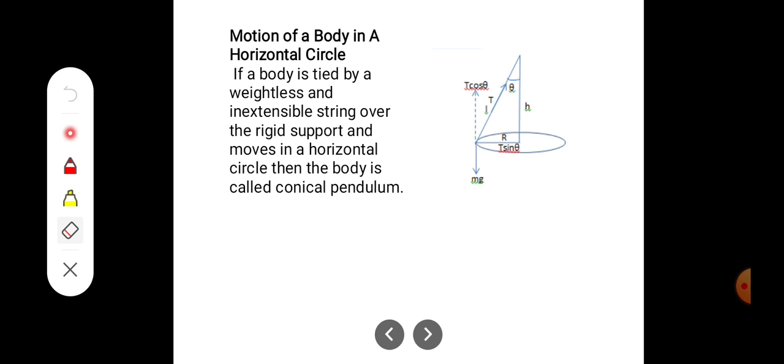If a body is tied by a weightless and inextensible string over the rigid support, okay, and moves in a horizontal circle, then the body is called a conical pendulum.